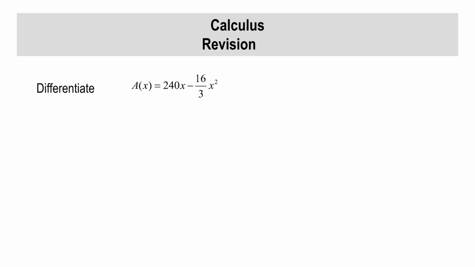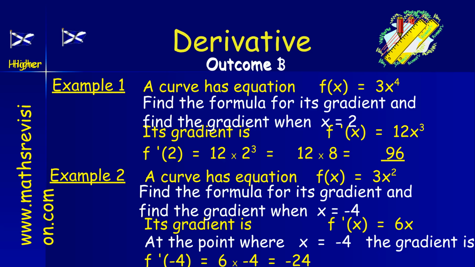First, differentiate the function a of x equals 240x minus 16 over 3 times x squared. The derivative is 240 minus 32 over 3 times x. In this example, for a curve with equation f of x equals 3x to the power of 4, the gradient formula is 12x cubed. When x is 2, the gradient is 96. For 3x squared, the gradient is 6x, and at x equals minus 4, the gradient is minus 24.